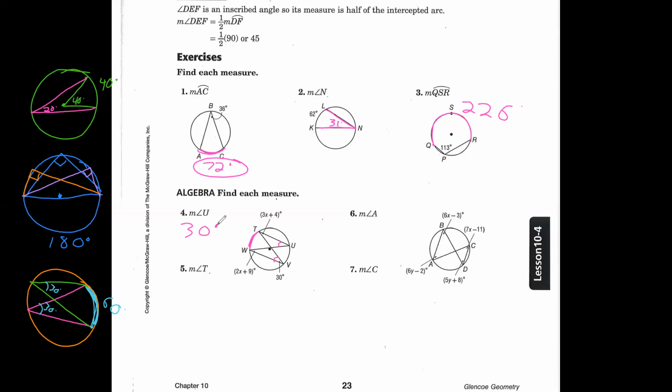For angle T, same idea, because now angle T is intercepting the same arc as angle W. Now, instead of having just a measure to set equal to, they give us an expression. So we have to set those two expressions equal to each other, and we have to solve. So bring your like terms to the same side. We have the x's, take that 2x, bring it over to the other side, you get 1x. Take the 4, get it over to the other side with the other constant, subtract 4, subtract 4.